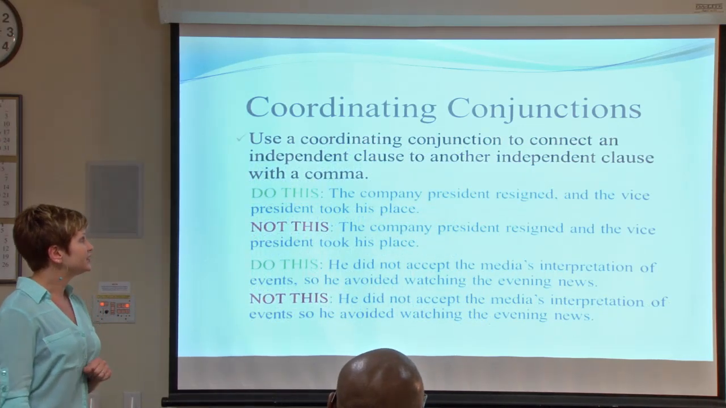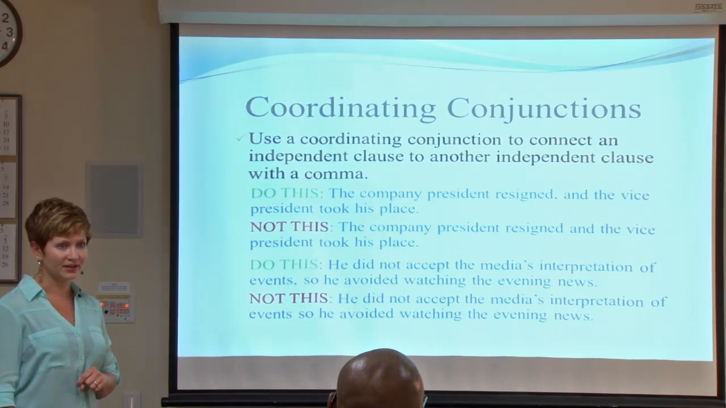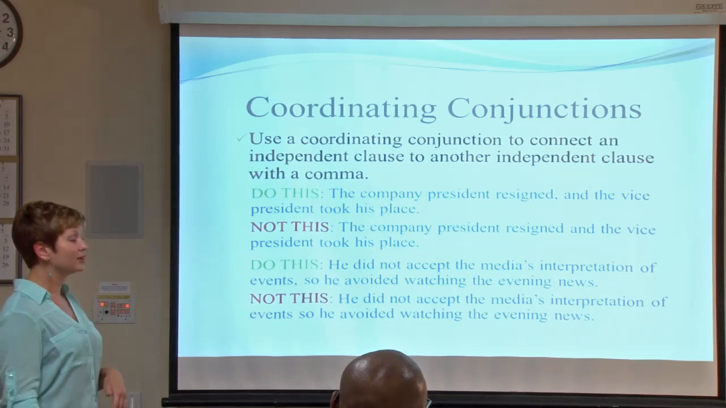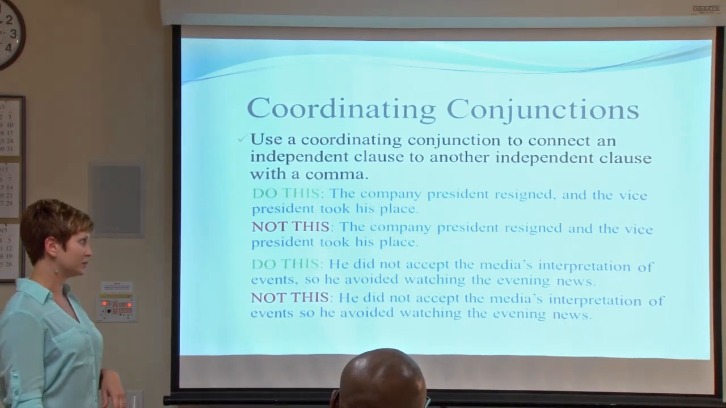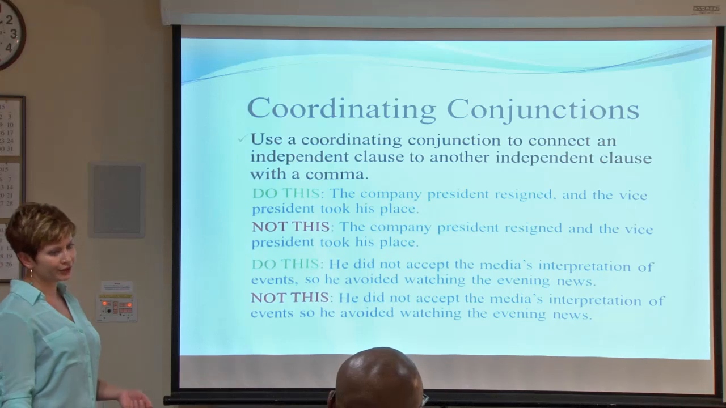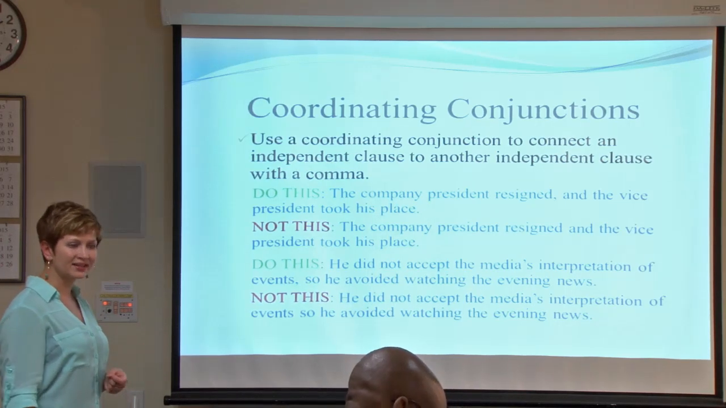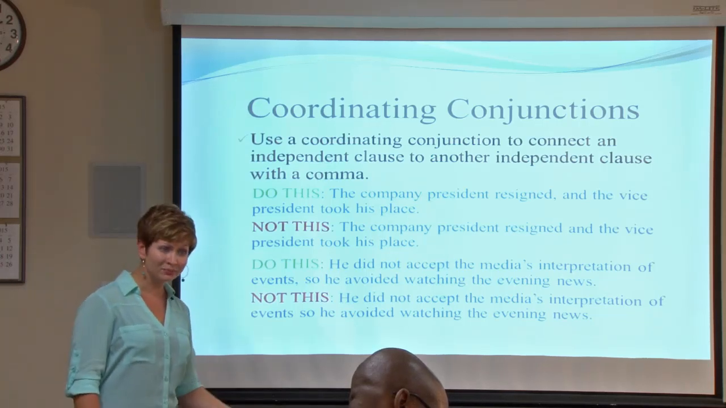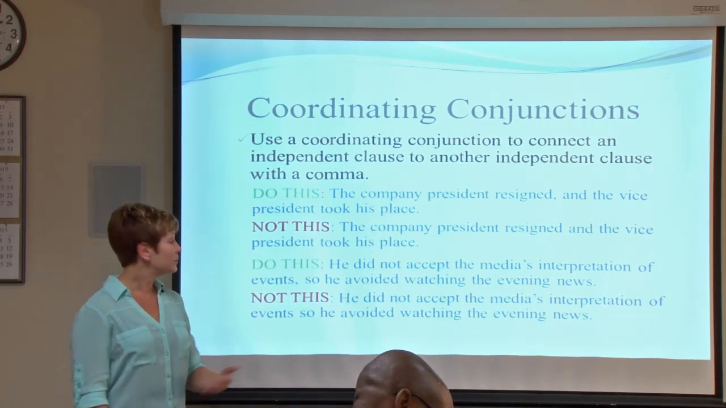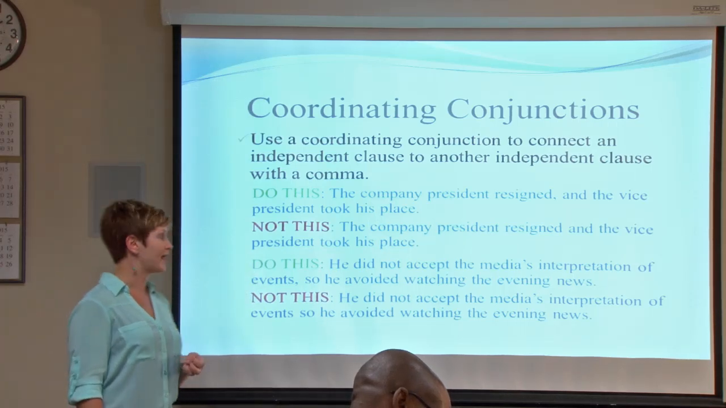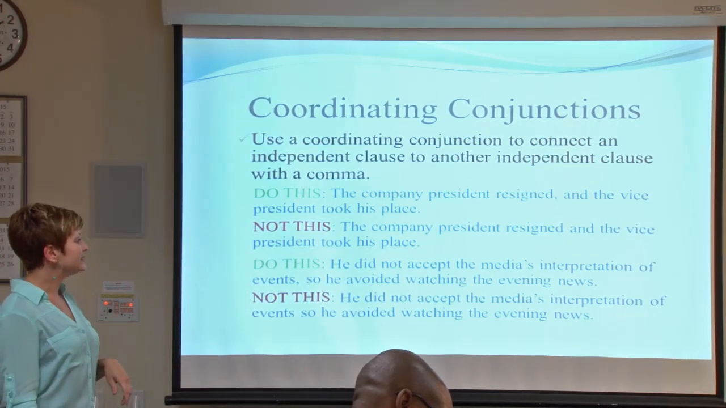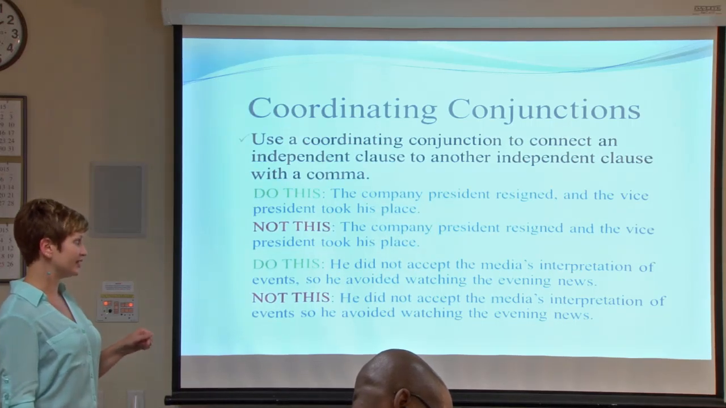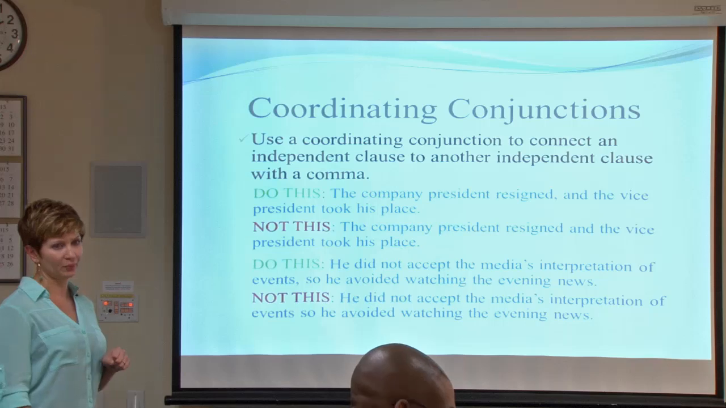Use a coordinating conjunction to connect an independent clause to another independent clause with a comma. The company president resigned, comma, and the vice president took his place. Now, if you don't use a comma here, you can kind of get lost in the sentence. It's a great thing for the reader. I always say that you use commas when you need them, and you don't use them when you don't, because it just really helps the reader understand what you're saying. Here's one more example. He did not accept the media's interpretation of events, so he avoided watching the evening news. As you'll notice, there's a comma right there before so.